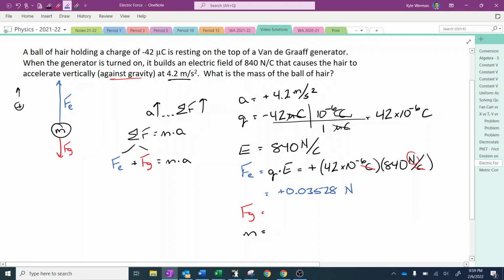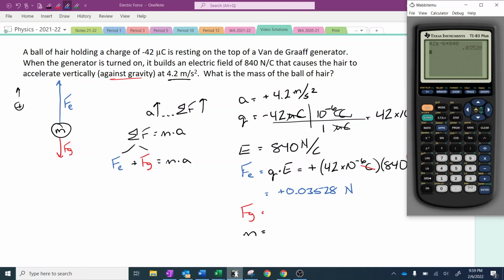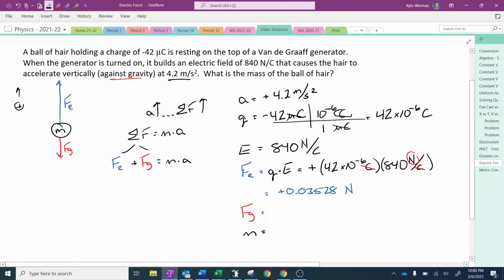When you're using these numbers, I would recommend staying to 3 significant digits, so I might round it to 0.0353, but at this point, 1 extra digit is no big deal, and I might use that in my calculator and even store it there. Now, what is F_G? Well, they haven't told us the mass, but if I knew the mass, I would take the mass and multiply it by 9.8, the acceleration due to gravity, assuming we're on Earth here.